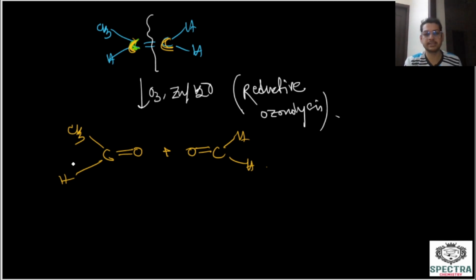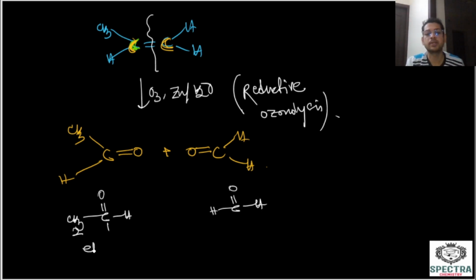Okay, sir, if this is the thing, then this molecule I can write as CH3CH=O. This molecule I can write as HCH=O. Sir, it's the aldehyde with 2 carbons, so the name of this is ethanal. It's an aldehyde with 1 carbon. The name of this is methanal.